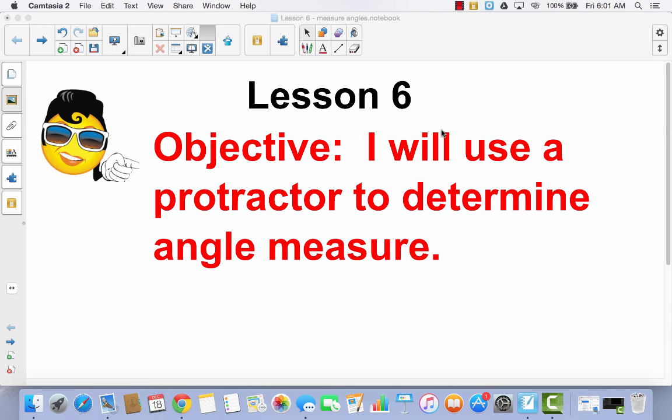Lesson 6, I will use a protractor to determine angle measure. So today we're going to be using a protractor for the first time, and we're going to be measuring some angles. You are going to need to come and see me so I can show you where a protractor is.